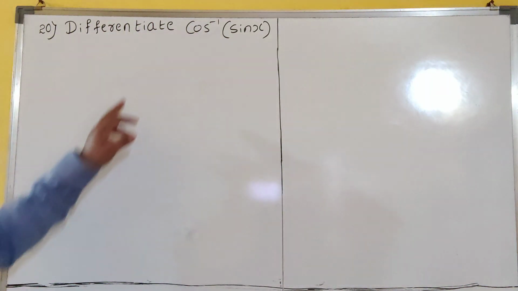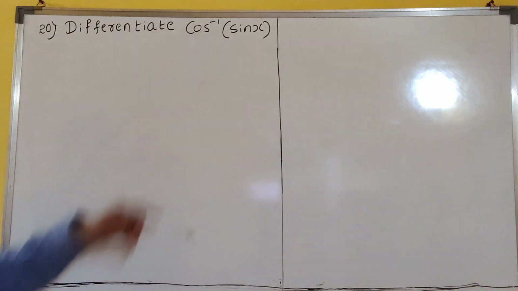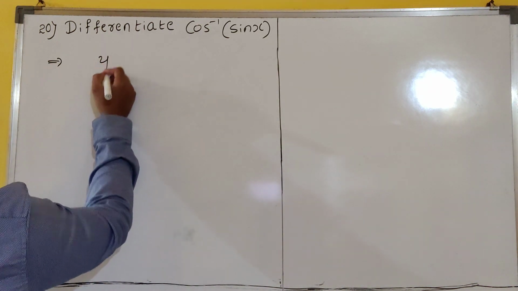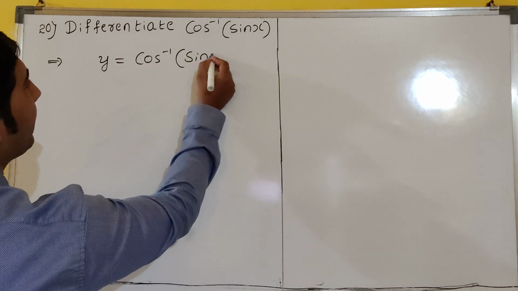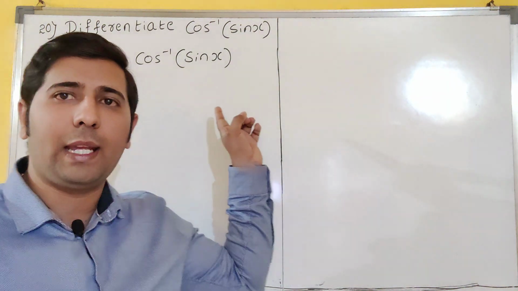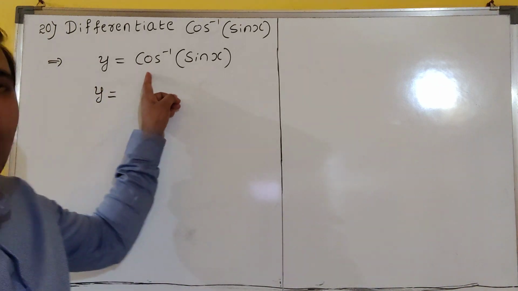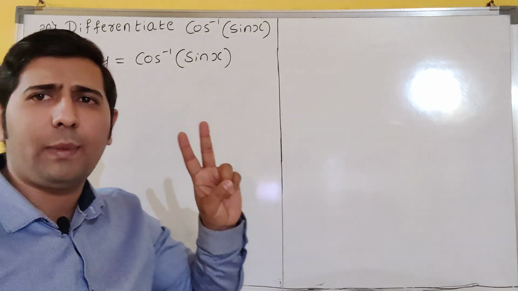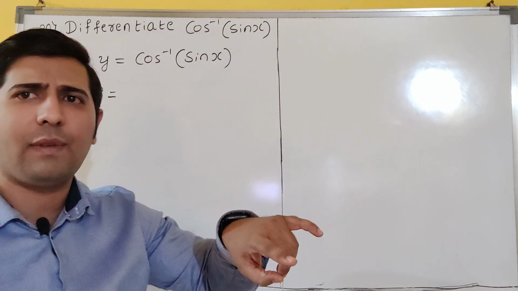So let us see. Differentiate cos inverse sin x. So cos inverse sin x, how to solve, you see. First you give the name for this, that is y is equal to cos inverse sin x. We are giving a name for that. So now see, outside cos inverse is there. We can bring cos inside also. There are two methods to solve. I will show one method here. Another method also I will show.